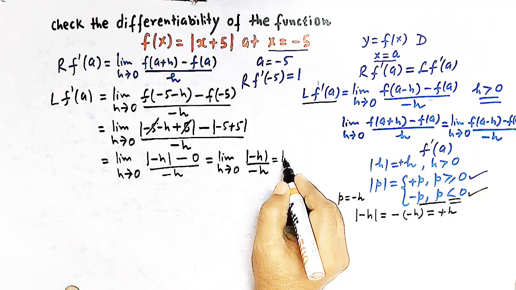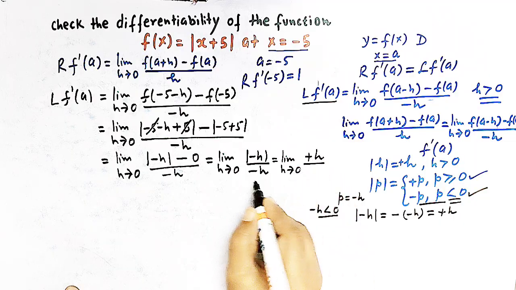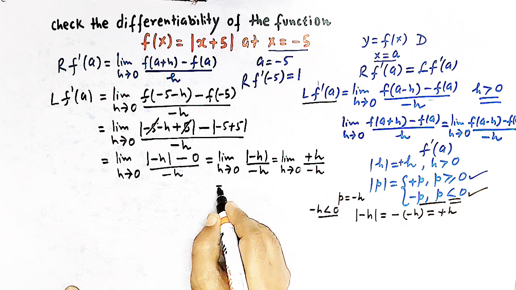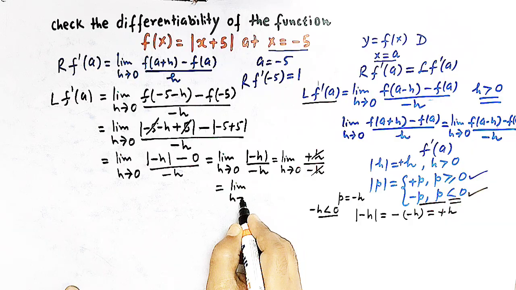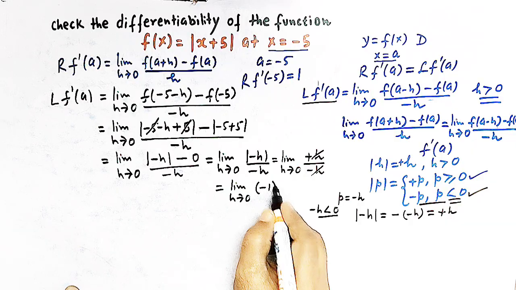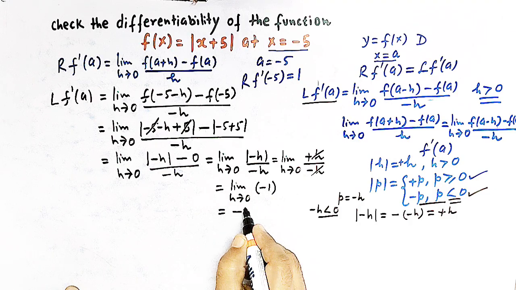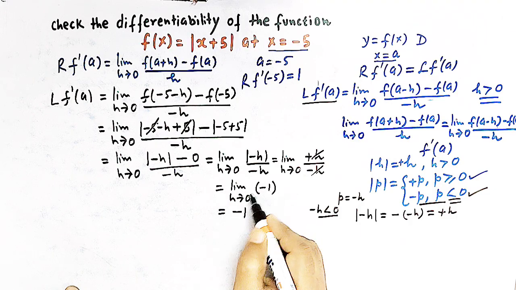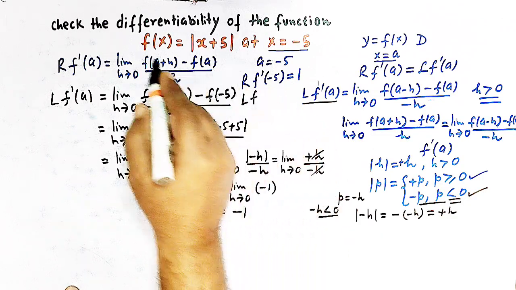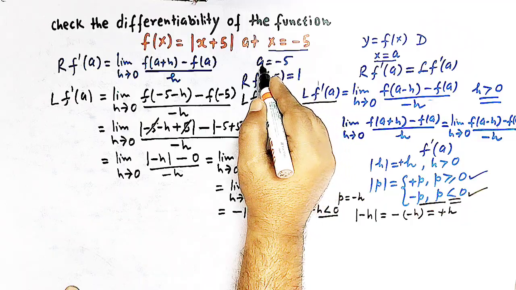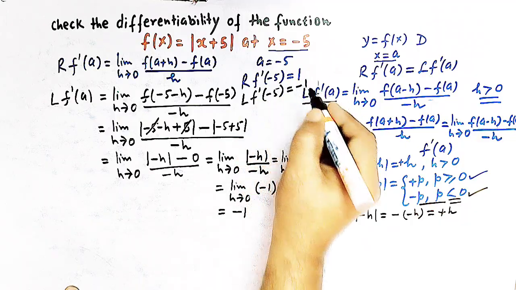So now here we have limit h tends to 0, and we have positive h over negative h, and h get cancelled. We have limit h tends to 0, and here we have minus 1, right? So this limit is equal to negative 1 because this term is independent of h. So the left hand derivative of this function at a is equal to minus 5 is equal to minus 1.